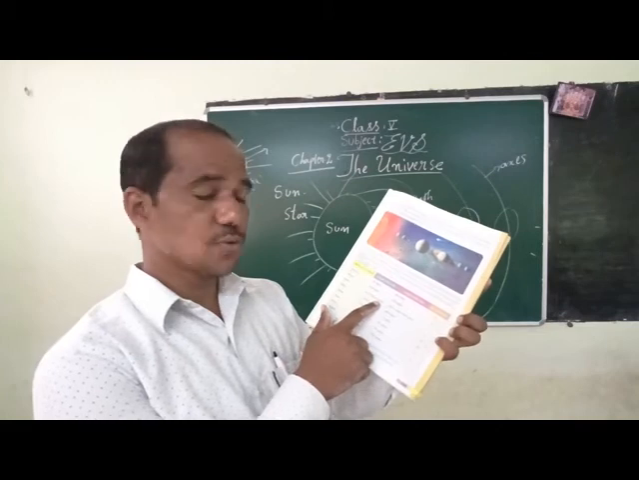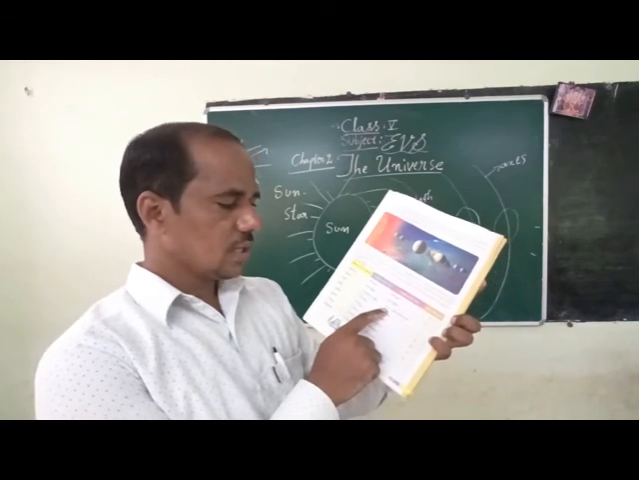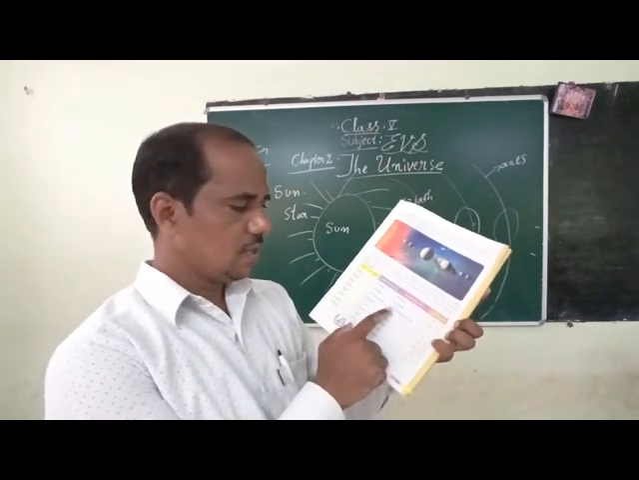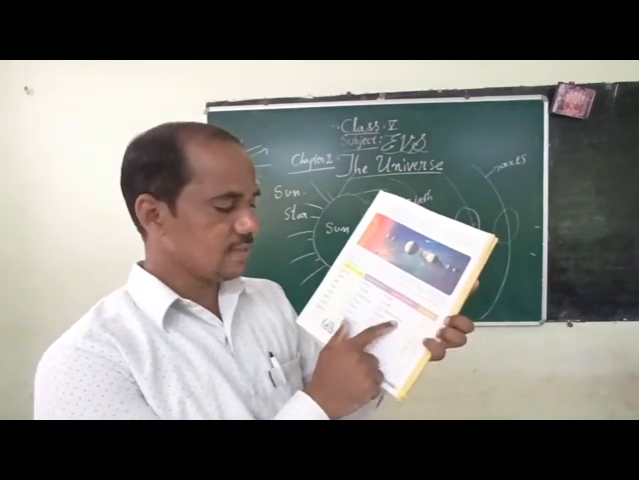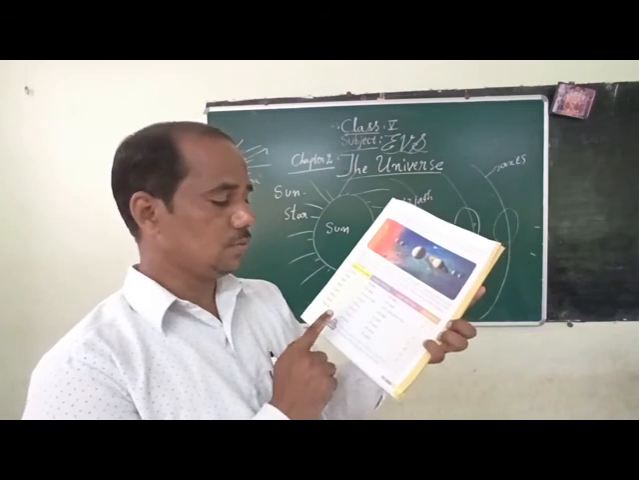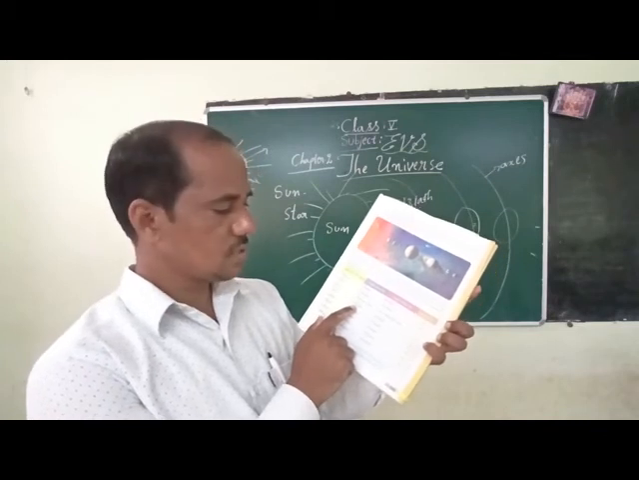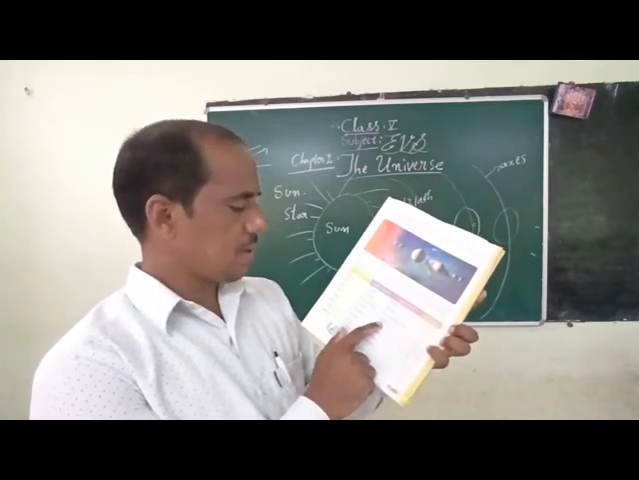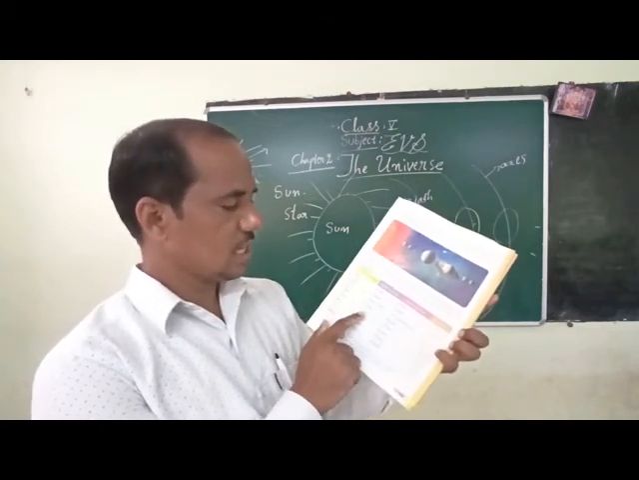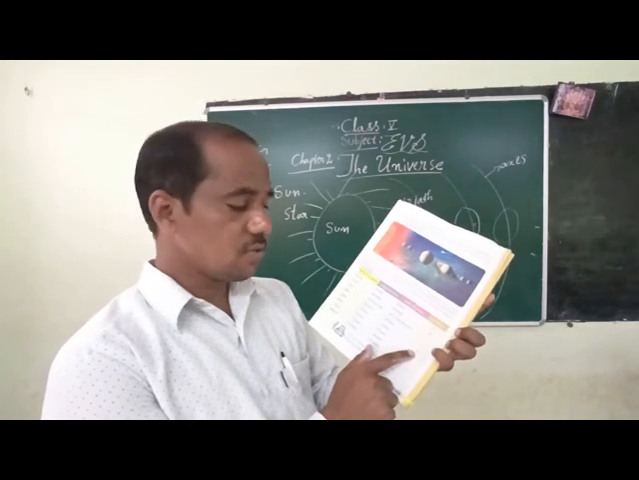Earth takes 24 hours for one day. The Earth takes 24 hours to rotate itself and 365 days to revolve around the sun. That means one year. It has only one natural satellite, called the Moon. Mars: 24 hours length of the day, length of the year 687 days, number of moons 2. Next, Jupiter: 10 hours, length of the year 12 years, and number of moons 67.